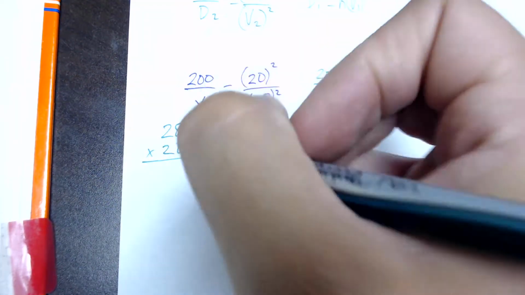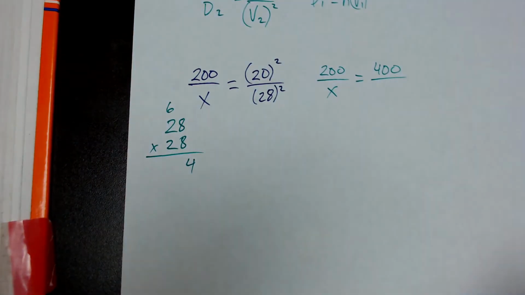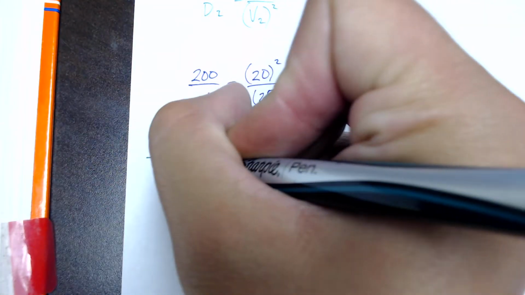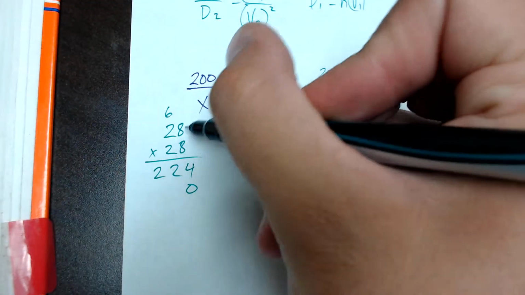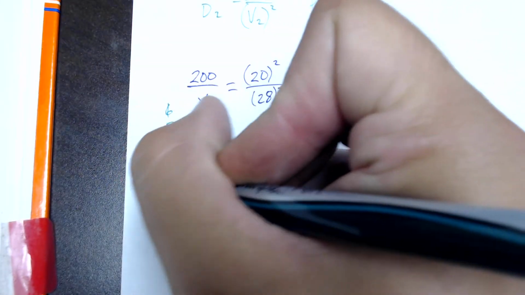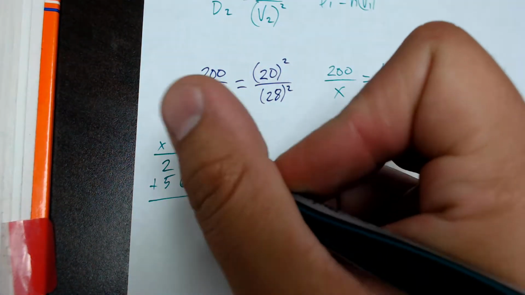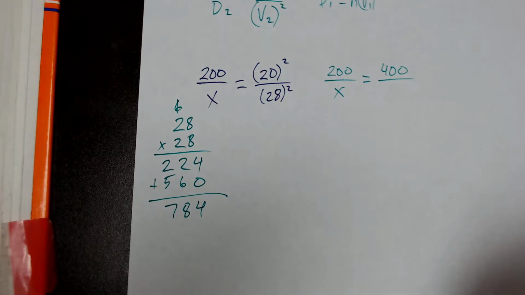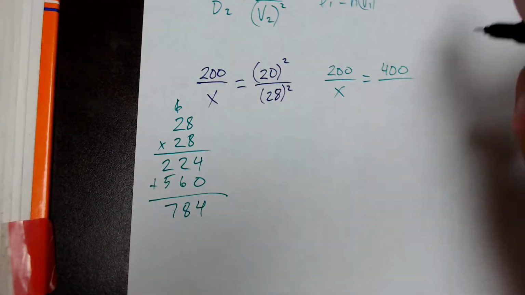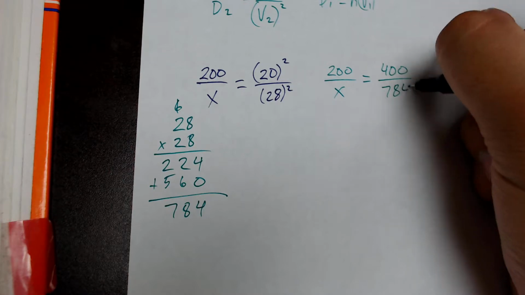So let's take 28 times 28. Let's see here, that gives me 64. 8 times 2 is 16, plus 6 gives me 22. Put a 0 for a placeholder. 2 times 8 is 16. 2 times 2 is 4, plus the 1 is 5. And I get 784. So that is my, what is that? Yeah, velocity 2. So velocity 2 squared is 784.